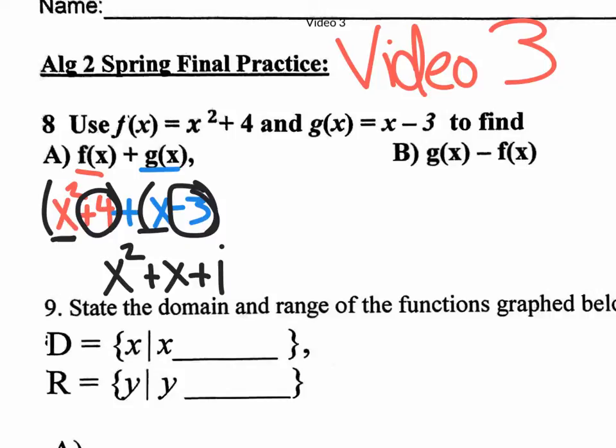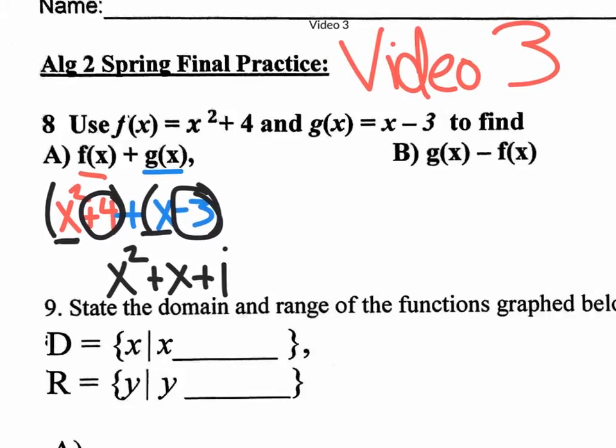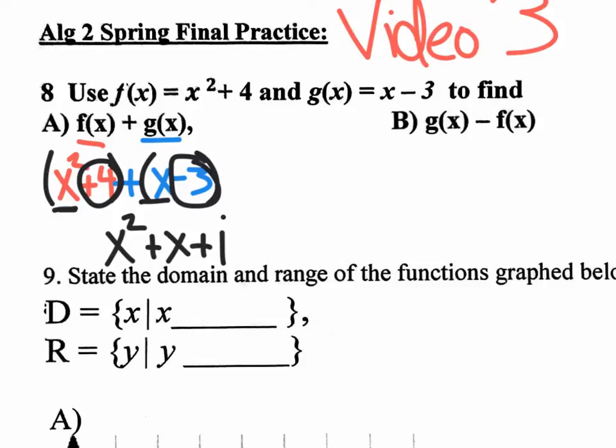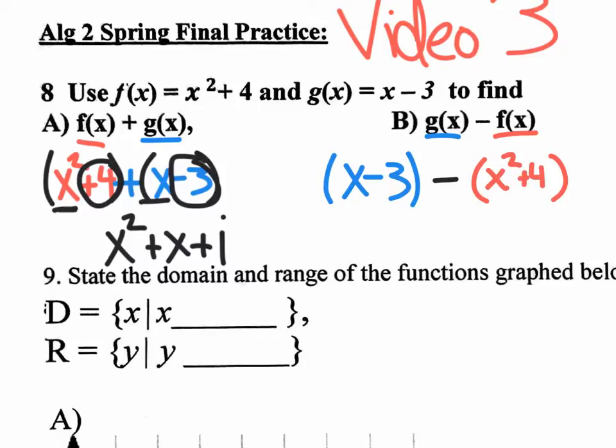Now for B, it's more important that you do use parentheses. Once again, let's do our g in blue. So they're saying g of x minus f of x. So g of x is x minus 3, in parentheses, and then there's a minus sign, and then I need to write my f of x, and for f of x I want to go with red. So my f of x is going to be x squared plus 4. Right here, it's very important that you put parentheses because it'll help you remember to take that minus sign and distribute it to both terms.